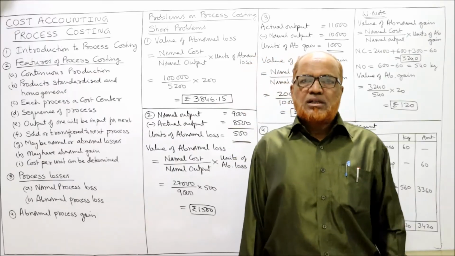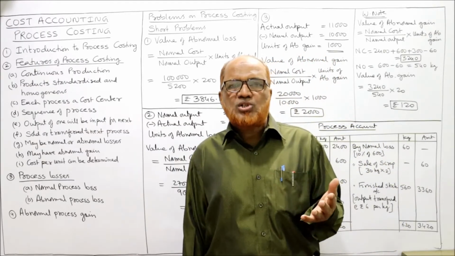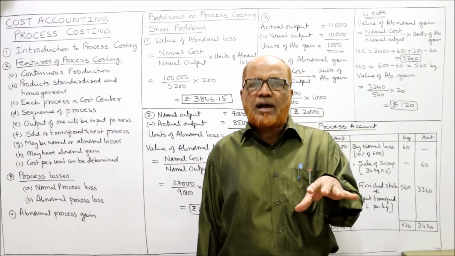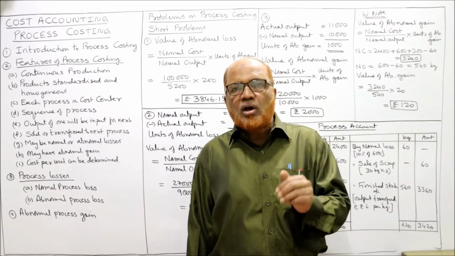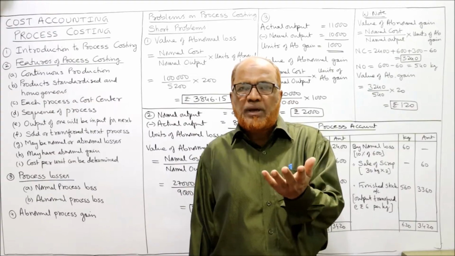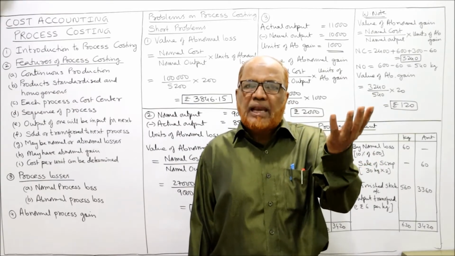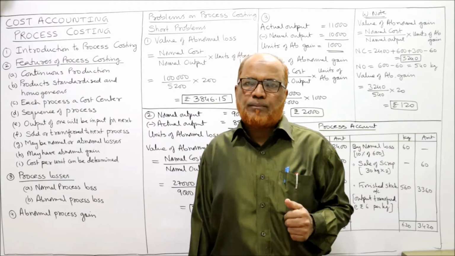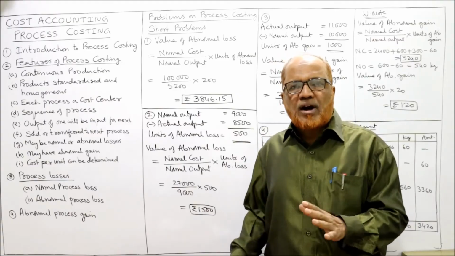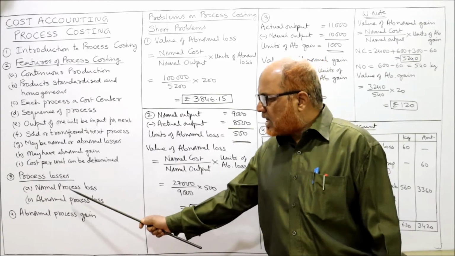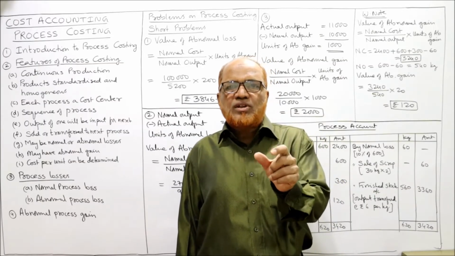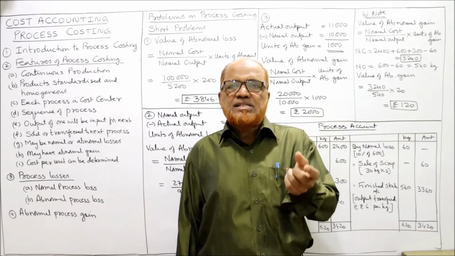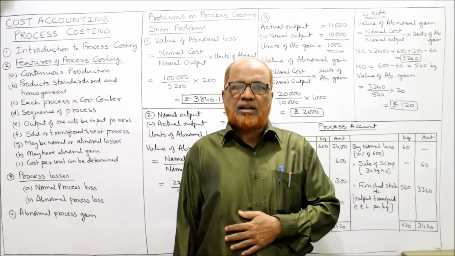Process losses. Just now I told you in many industries where process costing is applied, we observe there may be losses. Losses means input and output will not be equal. The output may be less than input. Those losses can be divided into normal loss and abnormal loss. Normal loss means the loss which is expected, which is anticipated in advance.